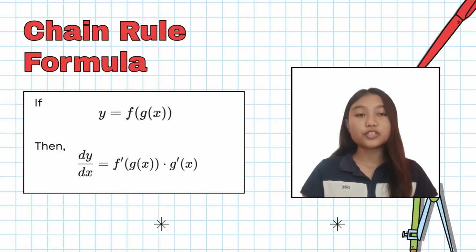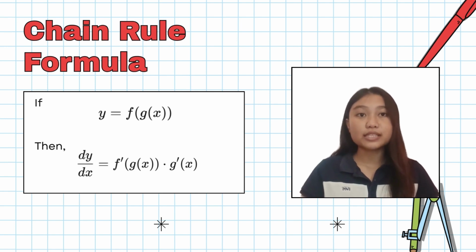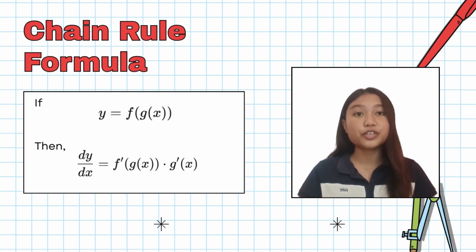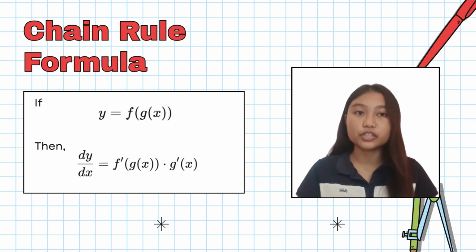Now let's move on to the chain rule formula. If y is equal to f of g of x, then the derivative of y with respect to x is equal to f prime of g of x times g prime of x. The chain rule formula tells us that to find the derivative of a composite function, we must differentiate the outer function first, and then multiply it by the derivative of the inner function. This multiplication ensures that all changes in the function are considered.